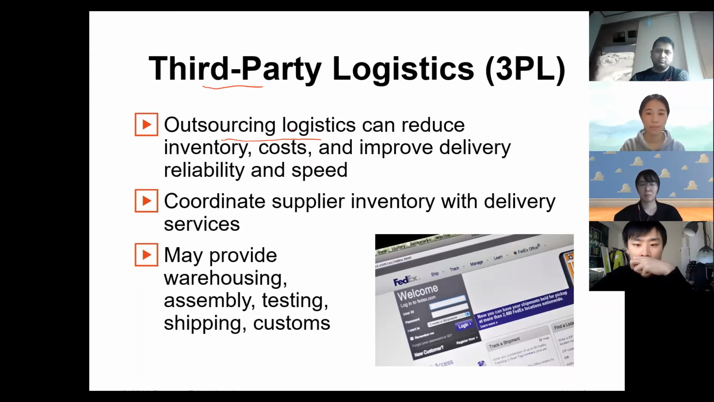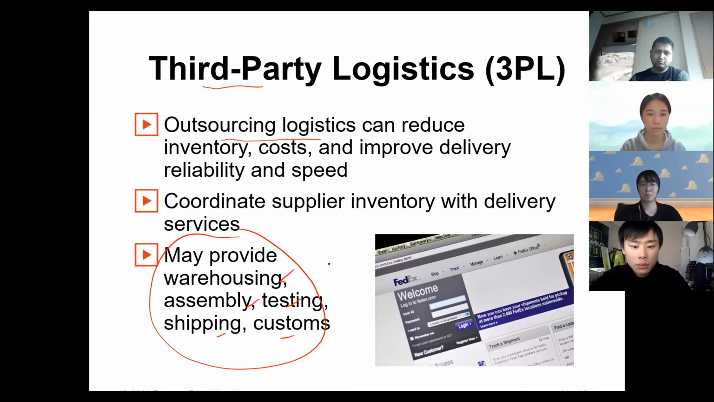Once the product is ready to be delivered, the company will let the third-party logistics provider handle it. They may provide warehousing, assembly, testing, shipping, and customs. So these are third-party logistics activities, from warehousing, assembly, testing, shipping, to customs.